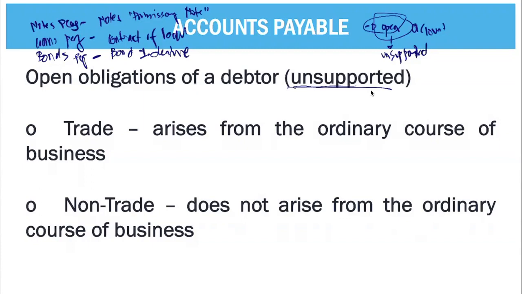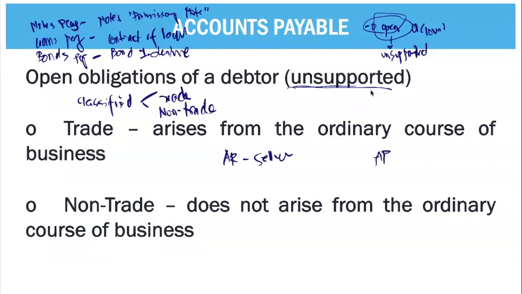Now, we go with the types of accounts payable. Your accounts payable can be classified as either trade or non-trade. What is the difference between trade accounts payable and non-trade accounts payable? Actually, it is much the same as trade accounts receivable and non-trade accounts receivable. But in this case, we are more on the side of the buyer. Because when we talk about accounts receivable, you are on the side of a seller, but when we talk about accounts payable, you are on the side of a buyer.